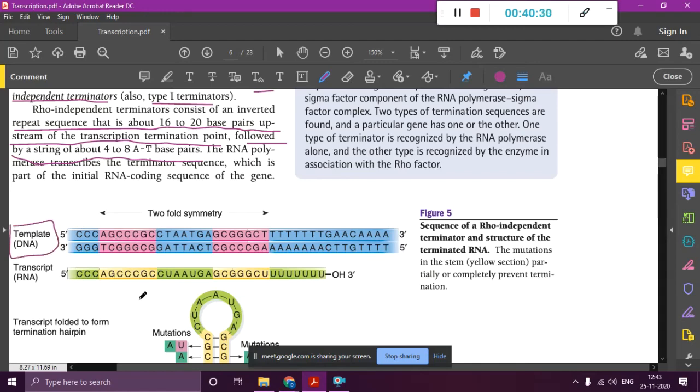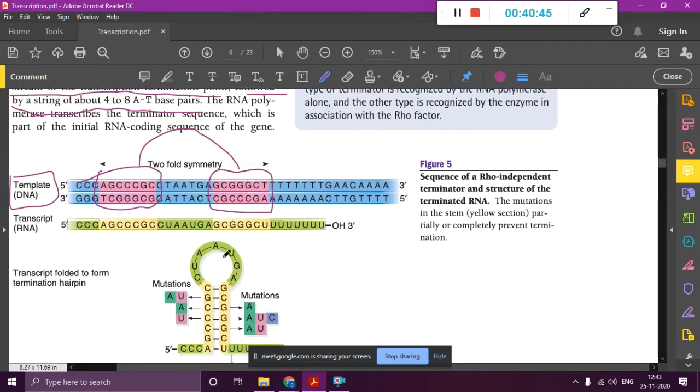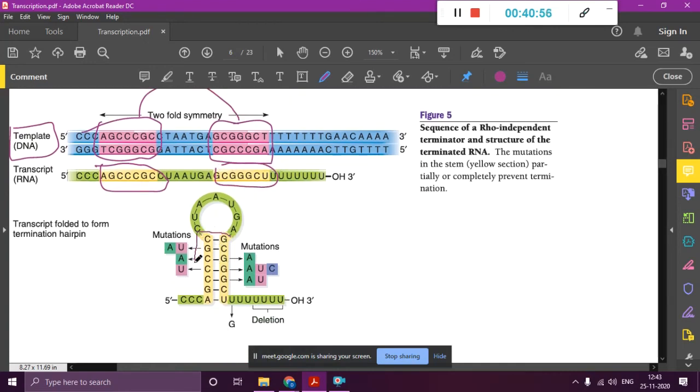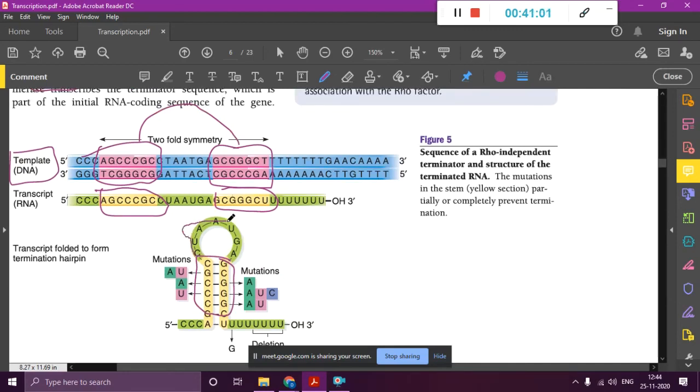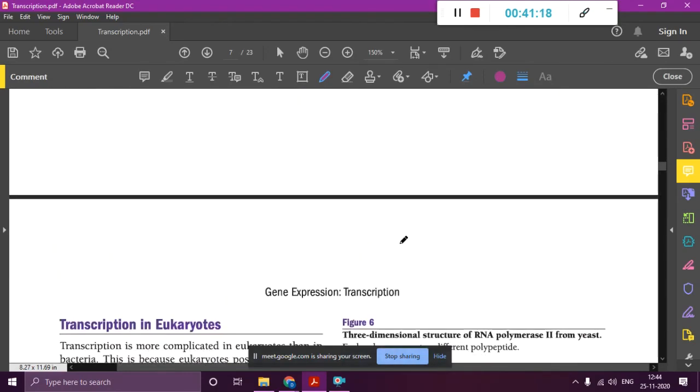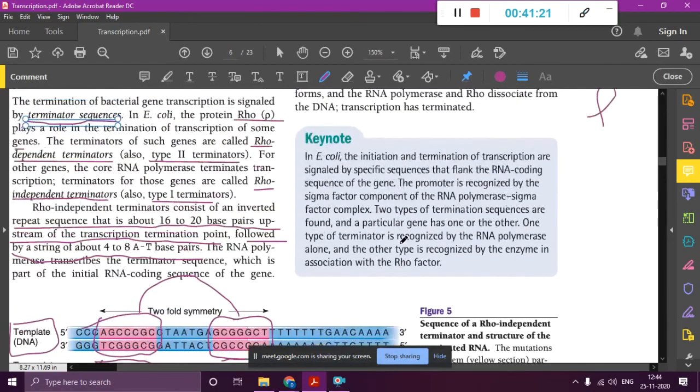So what is an inverted repeat? This region is complementary to this pink region here. So when this is transcribed into the mRNA, you have this yellow region complementary to this region. And if they are complementary, what will they do? They base pair. And you have a hairpin-like structure. So this is how the structure takes place.